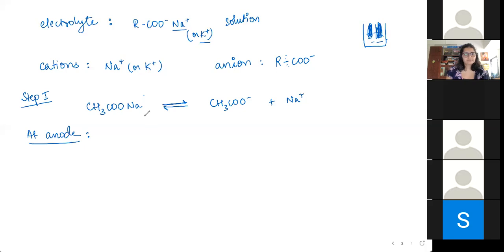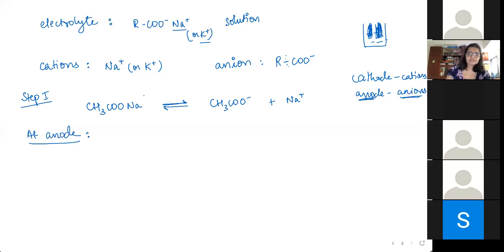The anions. Anions. Have you guys forgotten? That's why we call the negative electrode the cathode and the positive electrode the anode. So cathode के पास cations जाएंगे and anode के पास anions जाएंगे. This is very easy to remember, no confusion.